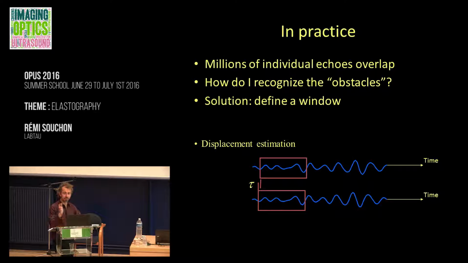And finally, to leave that last slide, anyone who has practiced ultrasound will say it's a very simplistic explanation, because I never get just one obstacle that I can easily identify. I get some weird speckle pattern, and how do I recognize my obstacle, my pattern? And the answer is, as Stefan was saying, we just pick a window.